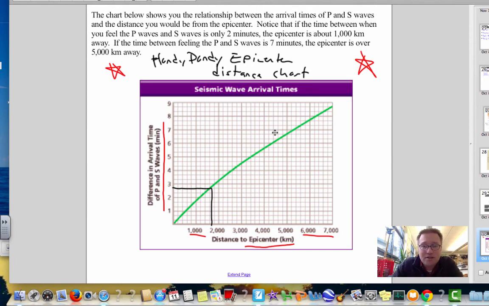This handy-dandy epicenter distance chart can show you that. If the time between the arrival of the P wave and the arrival of the S wave is, say, in this case, 2 minutes and 40 seconds, we can figure out that it's about 1,800 kilometers away from that city. If it was, let's say, 8 minutes, you start at 8 minutes, go over to where you hit the green line, fall down, and it's a little over 6,000 kilometers away. So the more time there is between the arrival of the P wave and the arrival of the S wave, the farther away the earthquake is. The less time, only a little bit of time, it's closer.